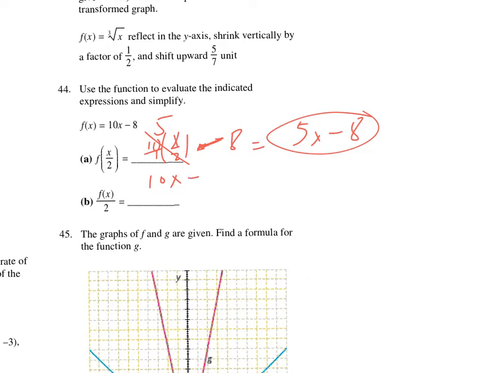This one, on the other hand, we take the whole function and divide it by 2. So that means we have to divide all the terms. So we get 5x minus 4.